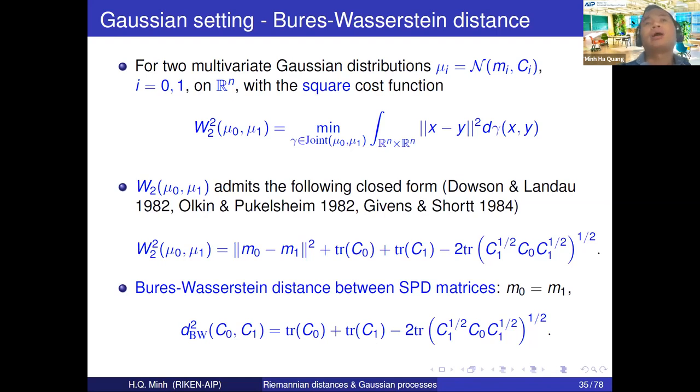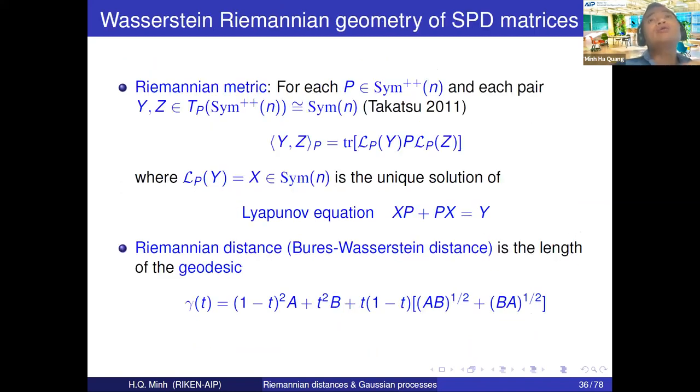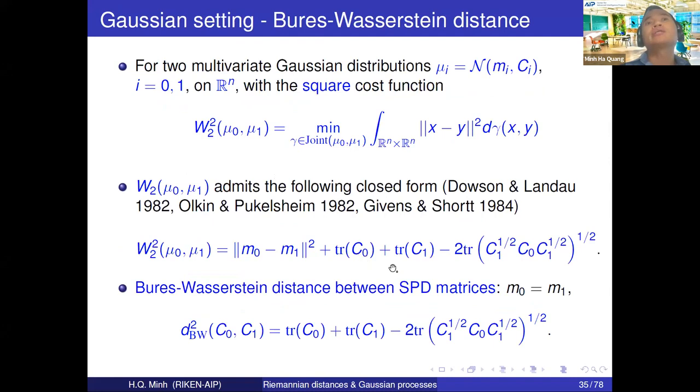You see, in quantum information theory, we have density matrices, which are SPD matrices with trace equal to one. This also has a Riemannian structure. It also comes from a Riemannian metric if we assume that the covariance matrices are all strictly positive. The metric is given by this formula here, and the distance is the length of the following geodesic. So it also has a nice Gaussian formula. But note that this distance is in the general case, so C0 and C1 do not have to be strictly positive, because the trace is always well defined, even if they are singular.